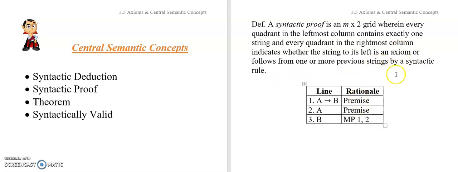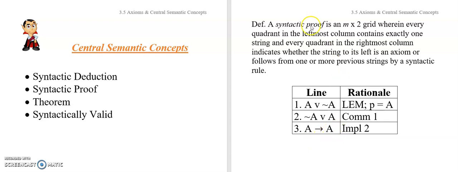syntactic rule. So, for example, this right here is a syntactic deduction, but it is not a syntactic proof. It is not a syntactic proof because a syntactic proof, by definition, does not have premises. And as you can see, this one does have premises, okay? But the one we did a minute ago, which looked like this one here, this was a syntactic proof, right? Because it's a syntactic deduction without any premises. And we used an axiom to get started. In this case, we used LEM, our first axiom, to get started. So this is a syntactic proof, all right?